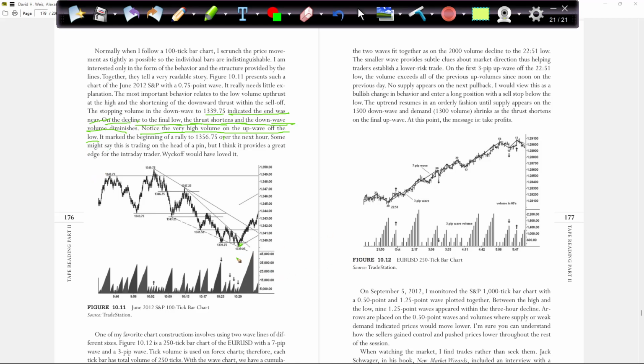Here, it marked the beginning of a rally to 1356 over the next hour. Around here, up to here, so it rallied up to 1356 for the next hour. Some might say this is trading on the head of a pin, but I think it provides a great edge for the intraday trader. Wyckoff would have loved it.